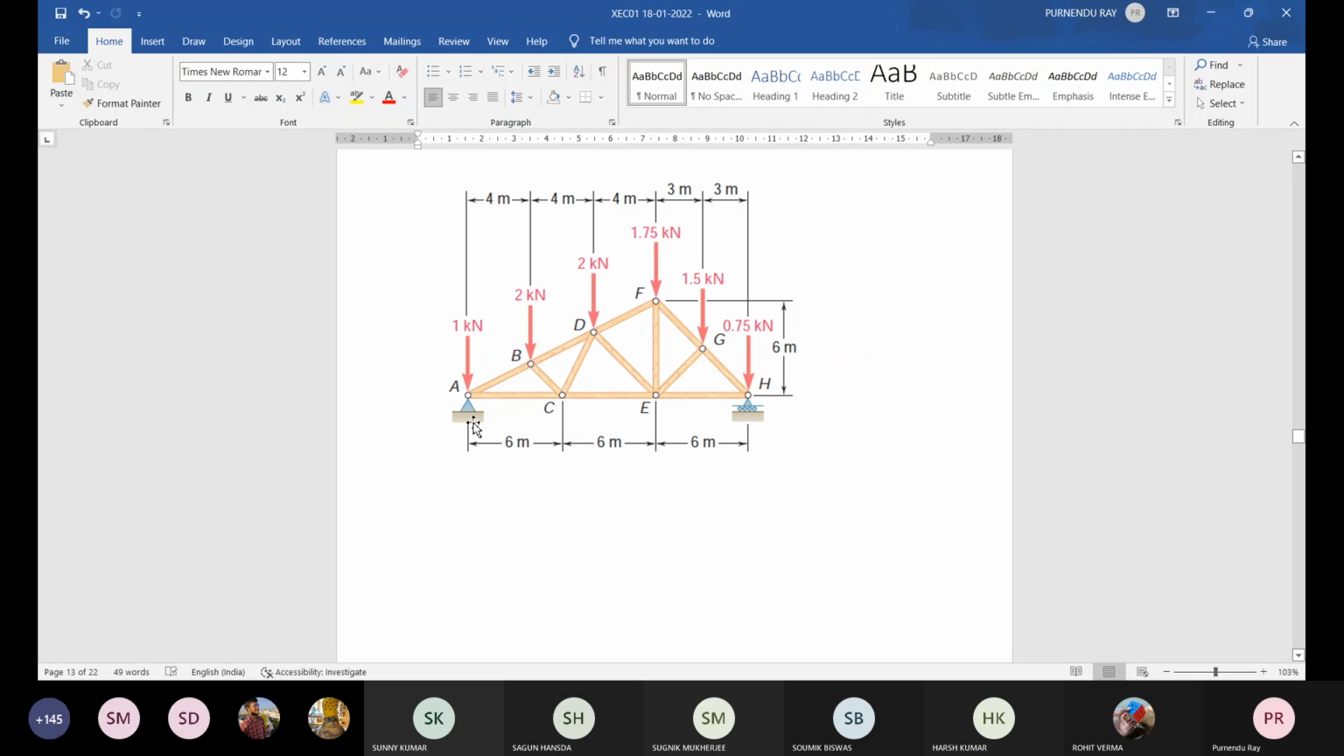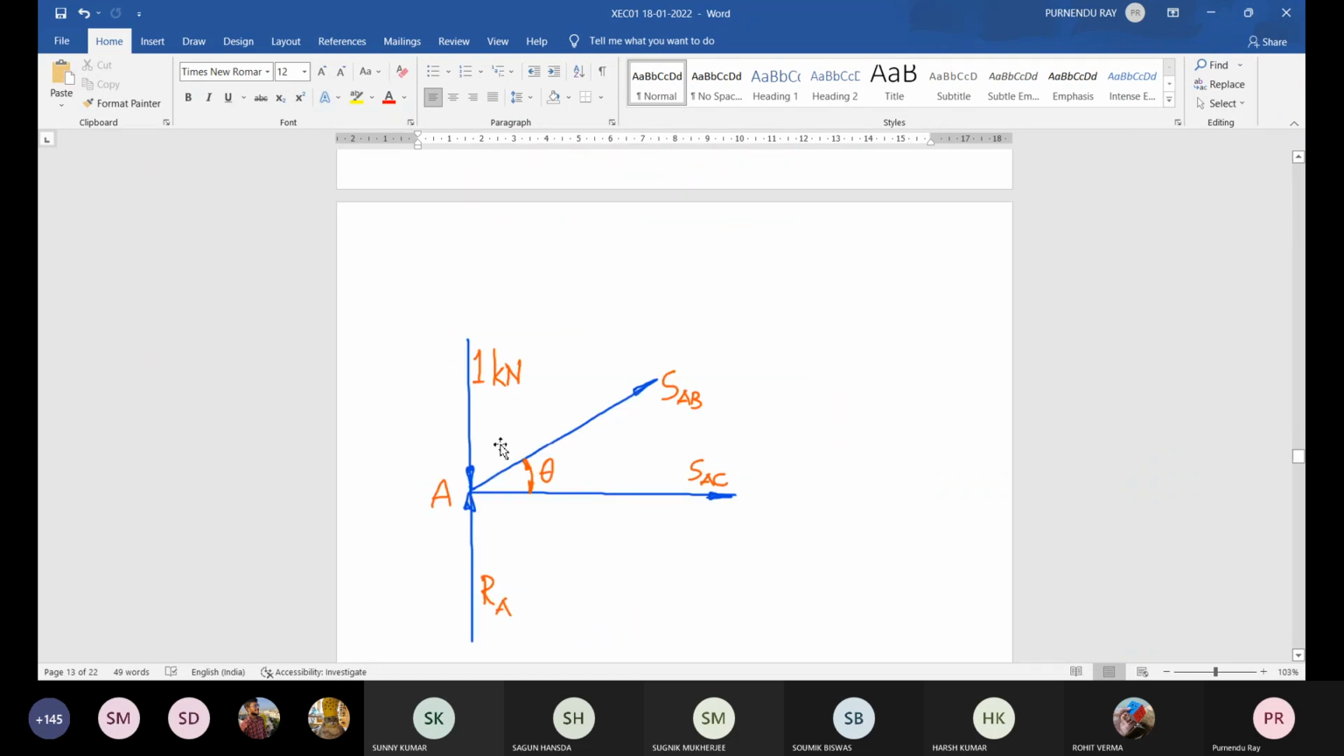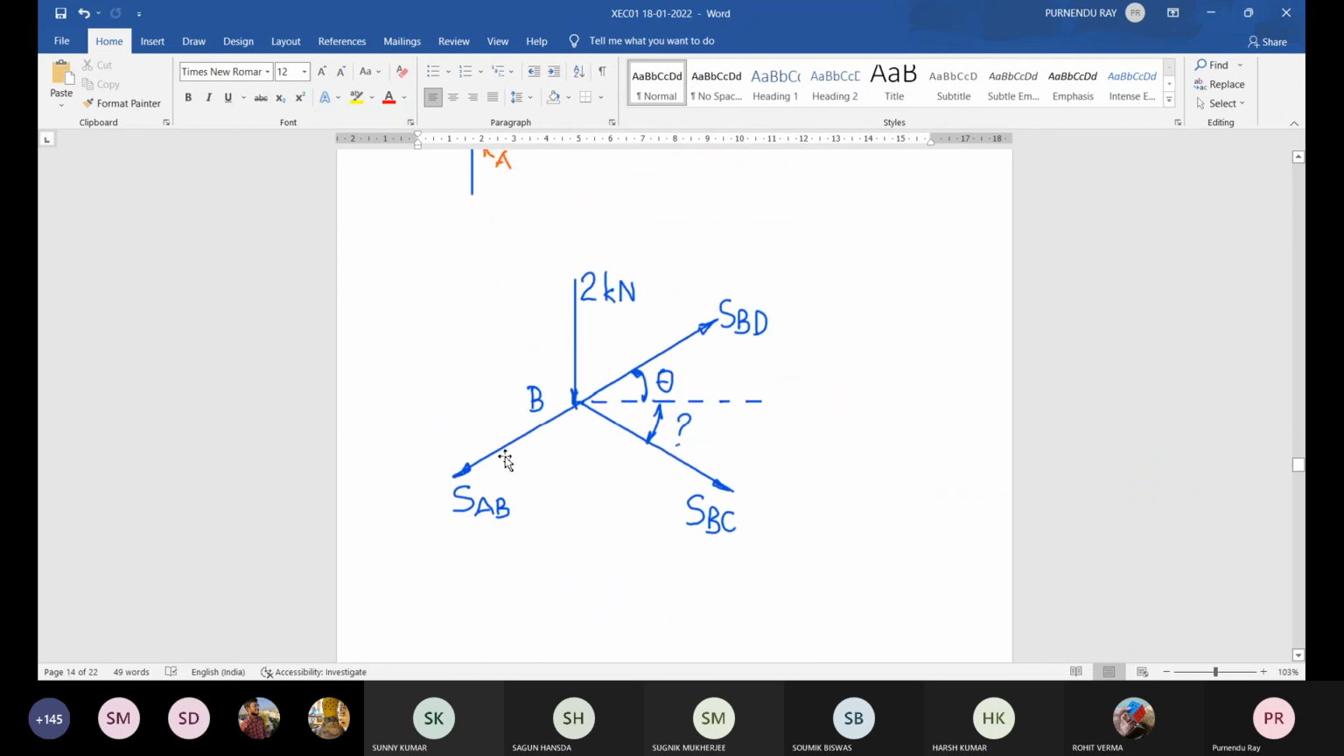But from solving this joint A, we do not proceed to joint C, because this member will be known now, but three unknown member forces are there: member BC, member CD, and member CE. So this is the right joint where we should proceed from after solving this joint A. Okay, so when you go to joint B, it comes like this.